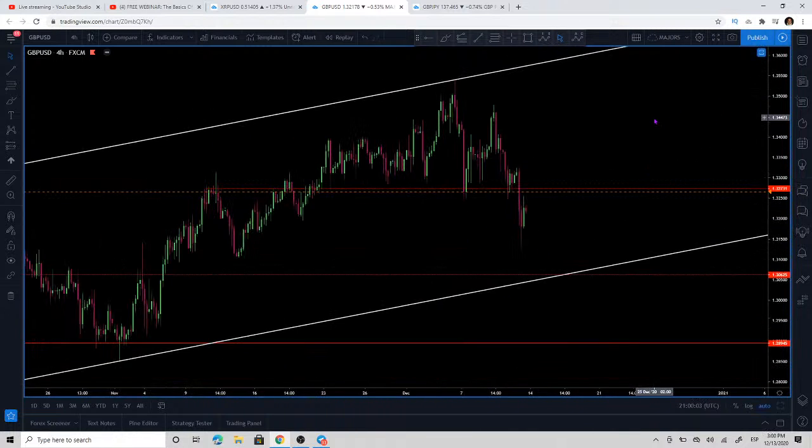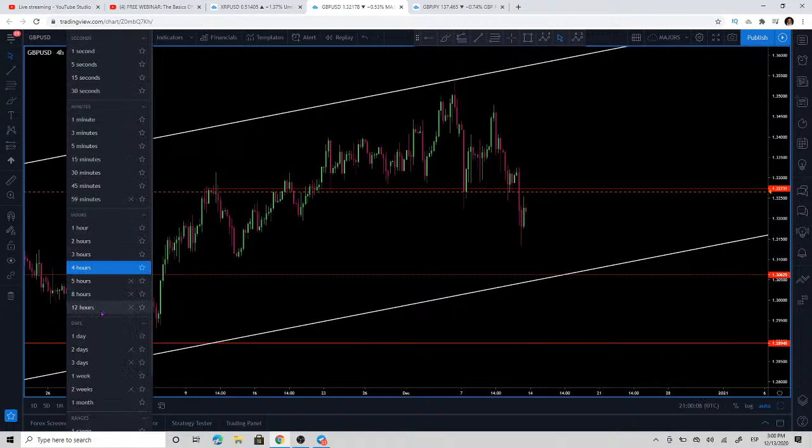Right? So the pound versus the US dollar. Let's go to the higher time frames.